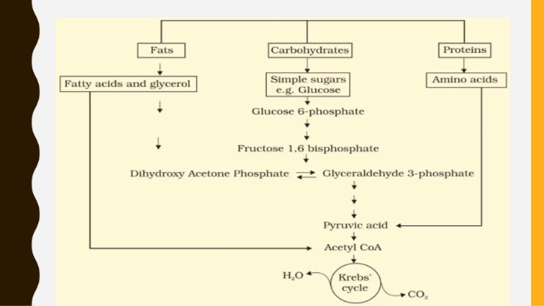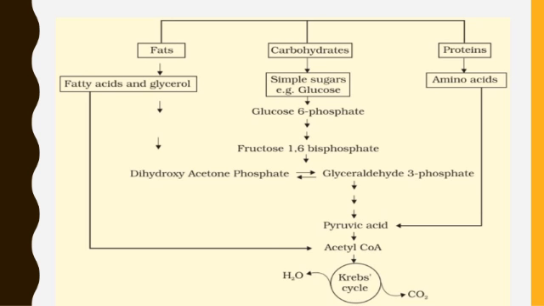So here you can see the various substrates, that is your fats, carbohydrates and proteins, which are being broken down into fatty acid and glycerol, and the carbohydrates, that is glucose, into glucose 6-phosphate, fructose 1,6-phosphate, then amino acid. Amino acid is directly broken down into pyruvic acid, which forms the acetyl CoA and enters into the Krebs cycle, and this is glyceraldehyde to dihydroxyacetone.